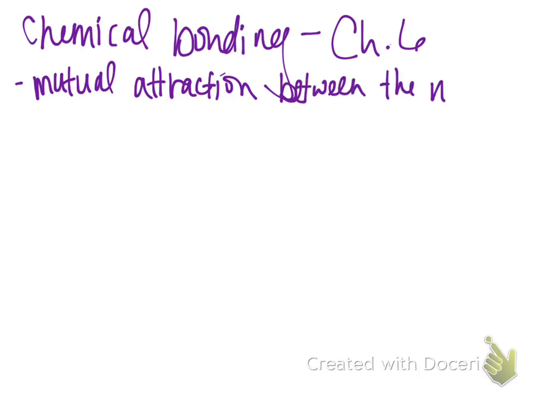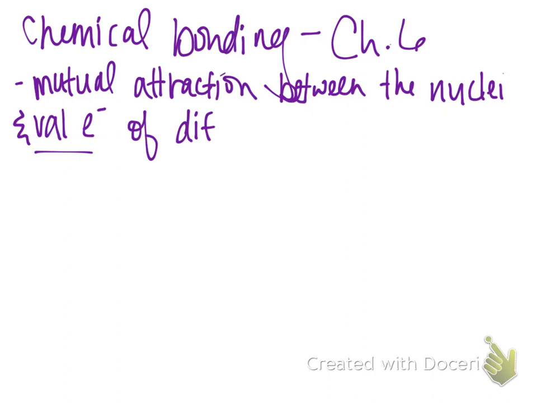between the nuclei and valence electrons. That's how I abbreviate valence electrons: an E with a little minus sign is how I write electron, just to save some time. So VAL means valence, E is electron. So it's the mutual attraction between the nuclei and the valence electrons of different atoms that brings those two atoms together.